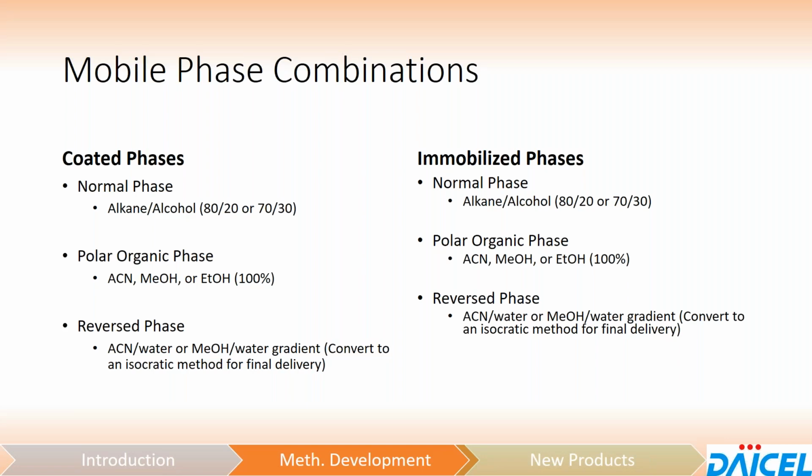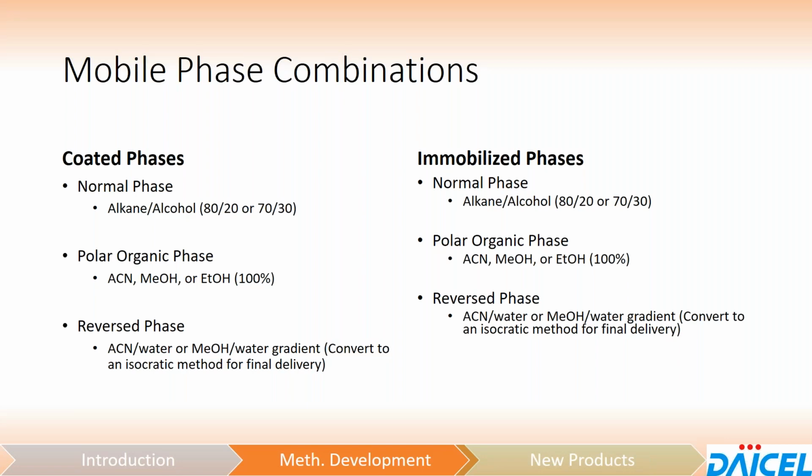Normal phase is going to be hexane with alcohol, either ethanol or IPA mixtures. Polar organic mode is 100% acetonitrile, methanol, or ethanol. And then reversed phase is going to be a gradient of methanol and water or acetonitrile and water.